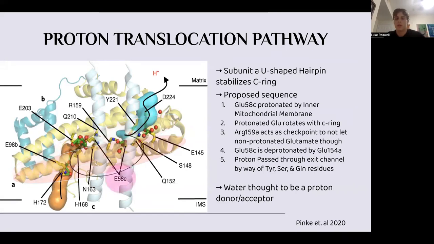First, a glutamate on subunit C is protonated from the inner mitochondrial space. Then subunit C rotates and moves the protonated glutamate, and in order to prevent enzyme slipping, it is checked by arginine 159. This residue only allows the glutamate to pass if it is protonated and stops unprotonated glutamates from completing the rotation. A different glutamate on subunit A then deprotonates the subunit C glutamate, allowing for the proton to be passed through the exit half channel by way of conserved amino acid residues.